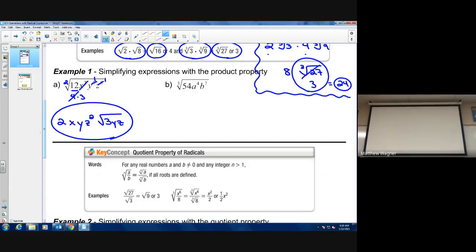Again, it's that idea we're taking out groups of 2. 2 divided by 2 is 1, which is where the x came from. 3 divided by 2 is 1 with 1 left over. And then 5 divided by 2 is 2 with 1 left over.